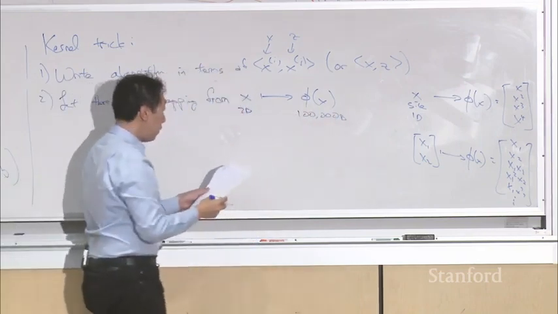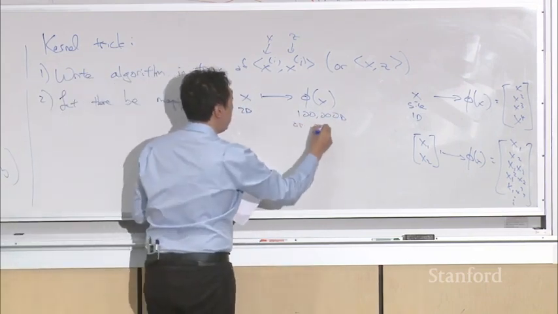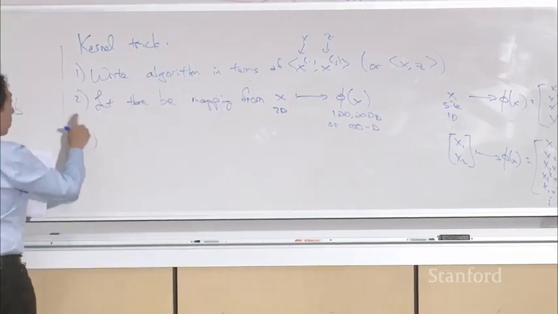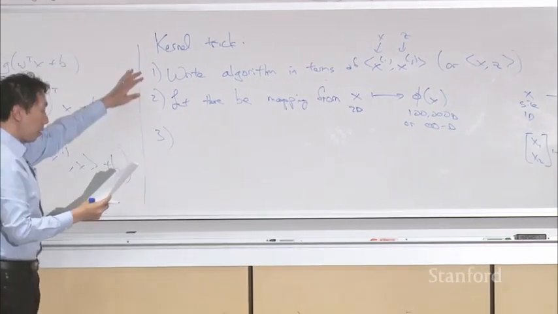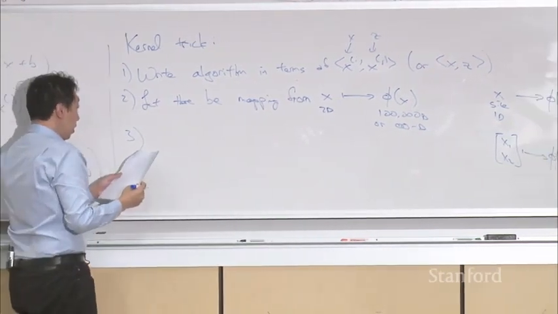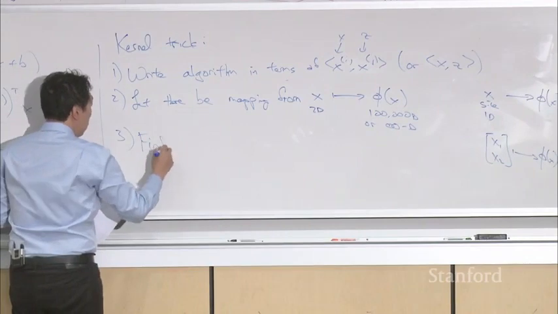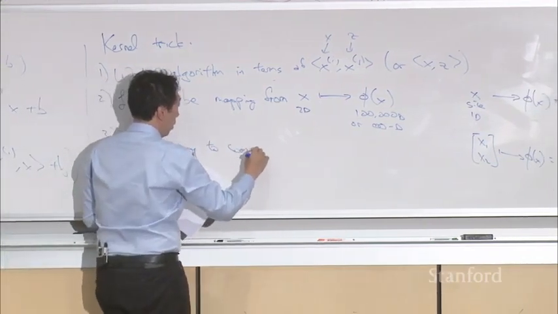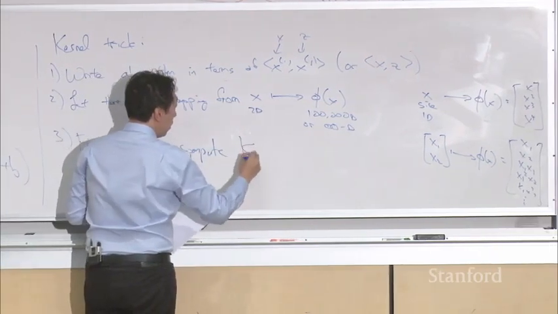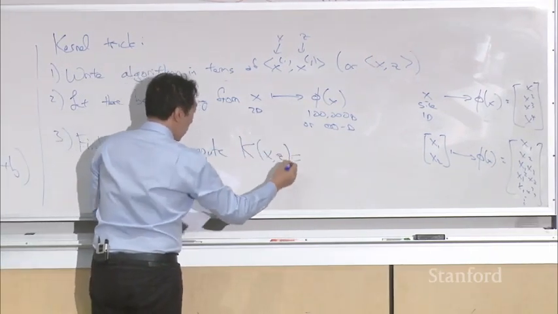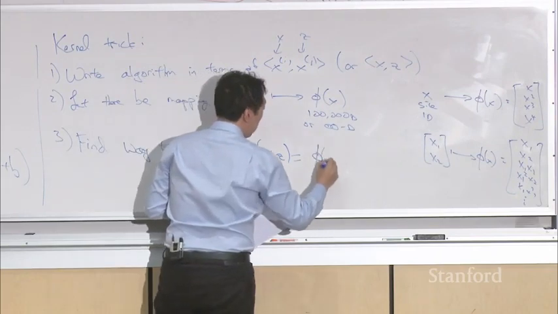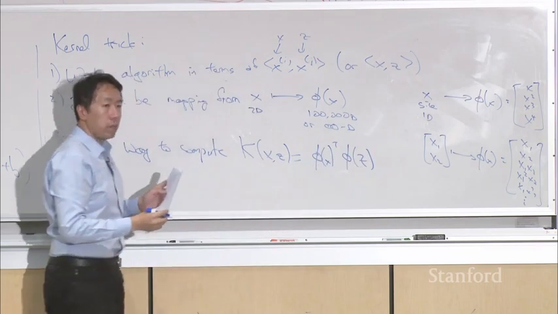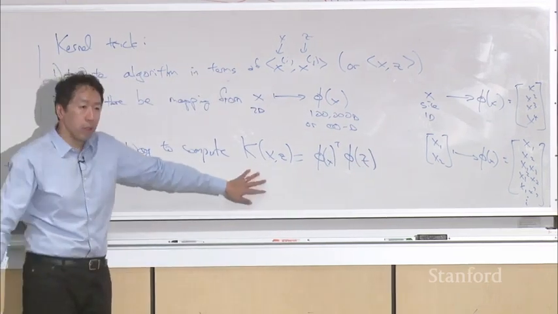But we'll be able to do this very efficiently, right? Or even infinite dimensional. Okay. So we'll give some concrete examples of this later, but I want to give you the overall recipe. And then what we're going to do is to find a way to compute k of x comma z equals phi of x transpose phi of z. So this is called the kernel function.